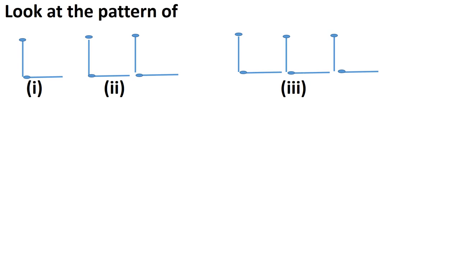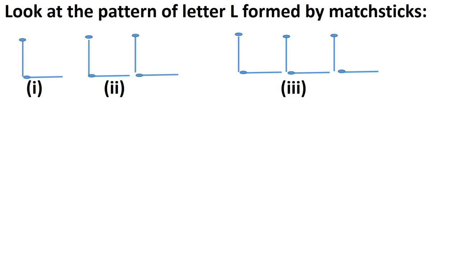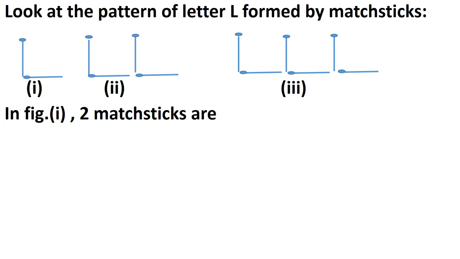See, look at the pattern of letter L formed by matchsticks. You can see clearly that this is the pattern of letter L. In figure 1, I have made one letter L with 2 matchsticks. In figure 2, I have made 2 letter L with 4 matchsticks. In third figure, I have made 3 letter L. In figure 1, 2 matchsticks are used for 1 L. Clear? See only first figure. In that figure, 1 L has been made.